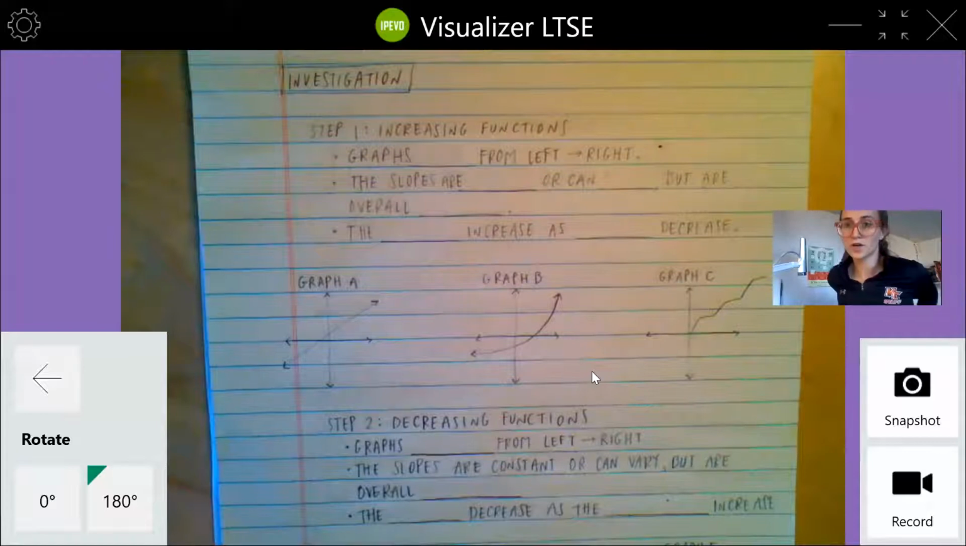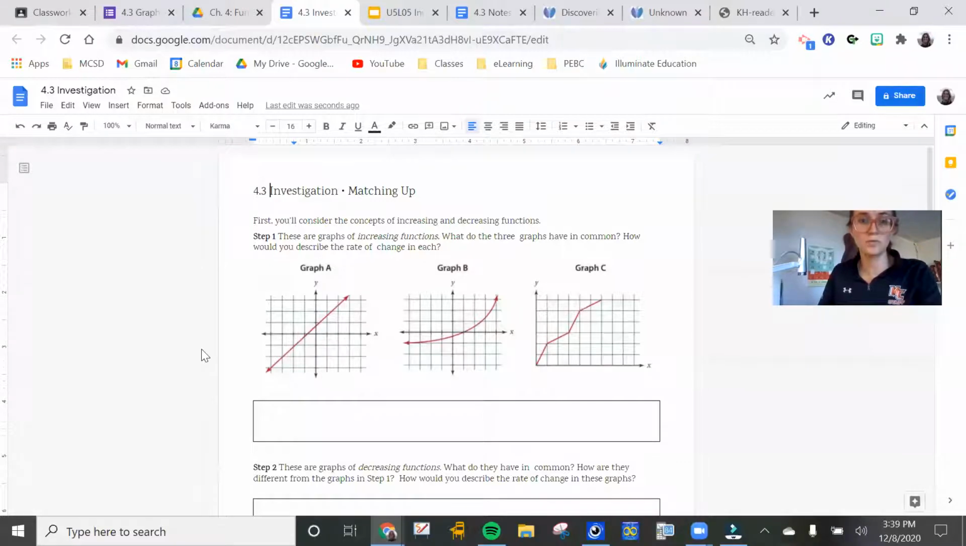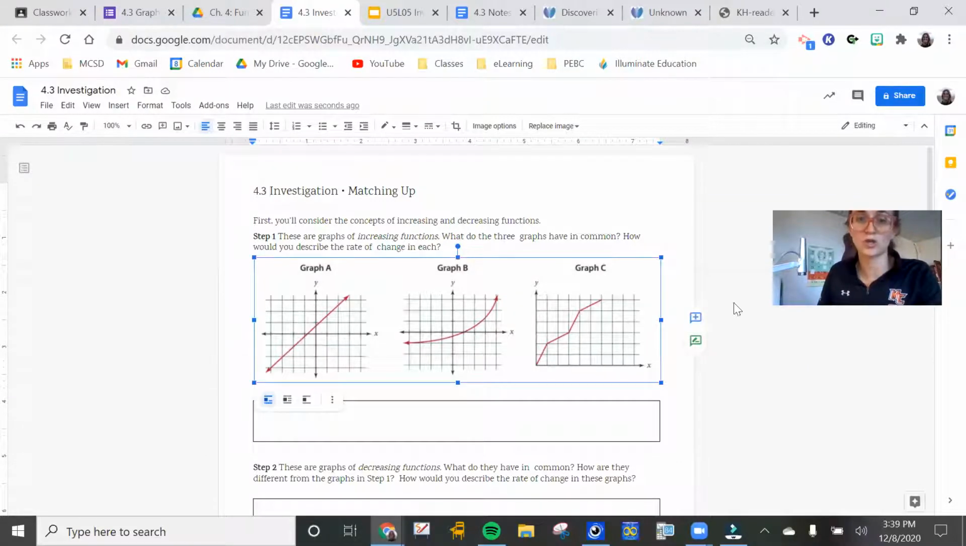All right, let's start talking through the investigation. So again, you should have this document up. It is in Google Classroom. It's a Google Doc, and it should look like this.